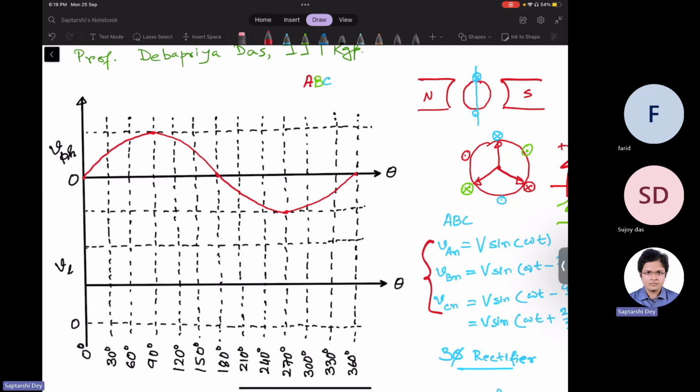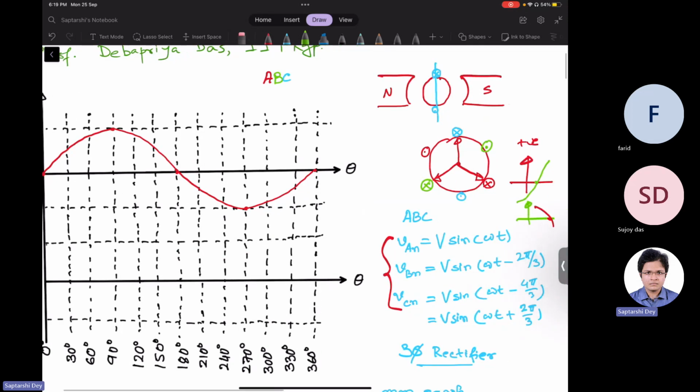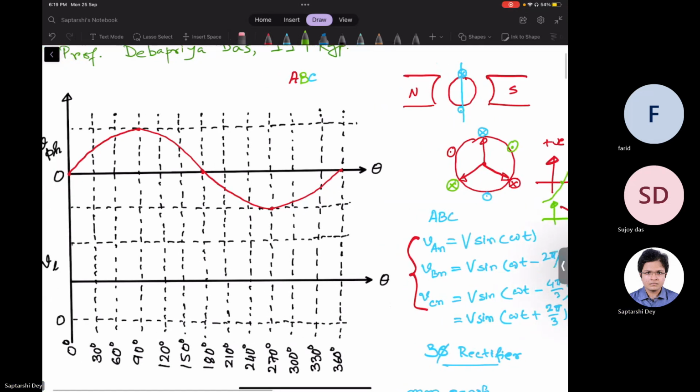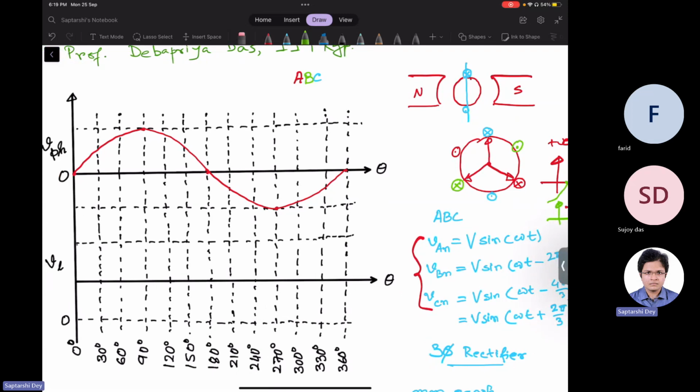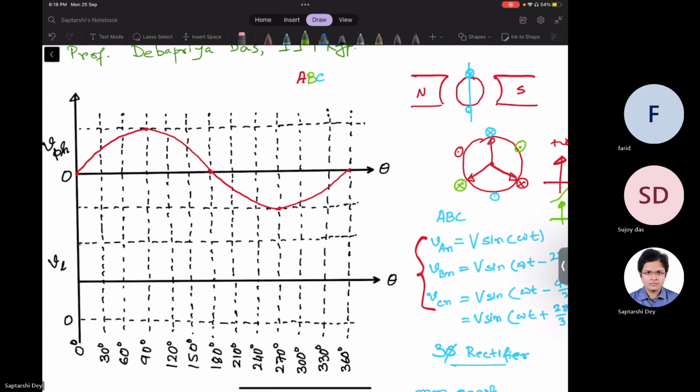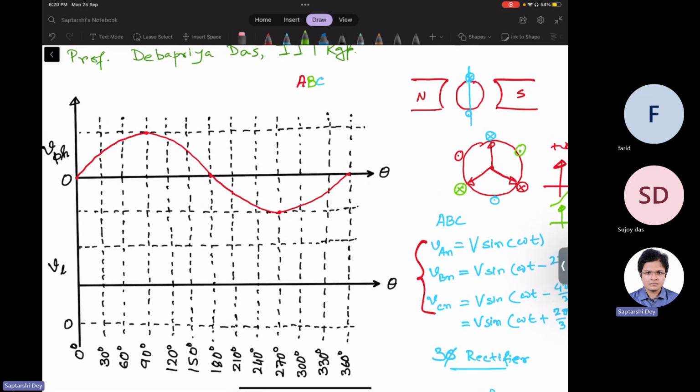Now we have to draw phase B, phase voltage B. Now you see phase B is lagging phase A by 90 degree. What does that mean? Sorry, not 90, by 120 degree. What does that mean? That means if phase A has a positive zero crossing somewhere, phase B will have the positive zero crossing after 120 degree. So it had a positive zero crossing at 0, phase A. So phase B will have a positive zero crossing at 120 degree here. Green dot is visible? Yes.